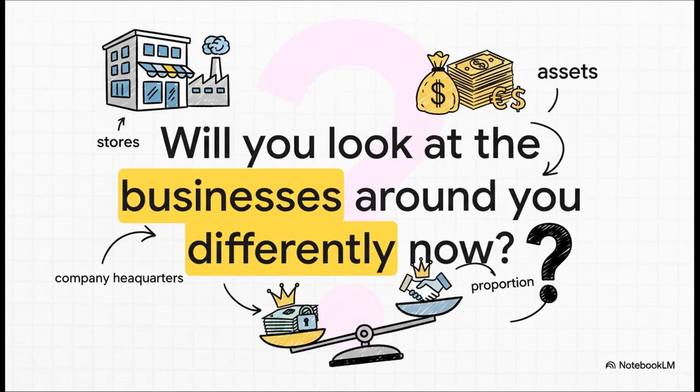So the next time you walk into a store or see a massive corporate headquarters, just remember this equation. You now hold the master key to understanding the financial story behind any business. Everything you see, all the assets, is being paid for by a mix of debt and ownership. And the story of that mix? Well, that tells you just about everything you need to know.